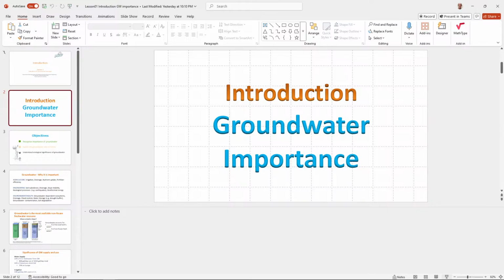So here are some of the uses of groundwater. I just selected a few of them that might be relevant to this class and to engineering students. One is agriculture. About 40% of the food supplies that we get worldwide is from groundwater. So 40% of the irrigation water is groundwater.